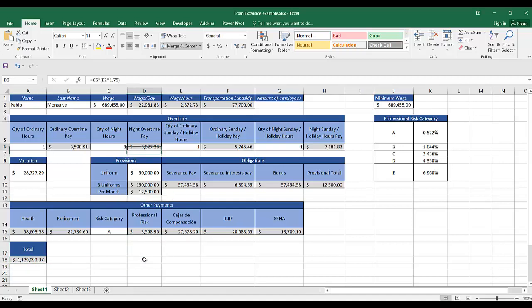Okay? So the first thing we need to do is pretty much understand how the law works, understand each parameter that you need for the payroll, and understand what the conditions are in order to pay either health or other payments like professional risk and cajas de compensación, etc. Okay? So good luck with that, and I'll see you in the next tutorial.